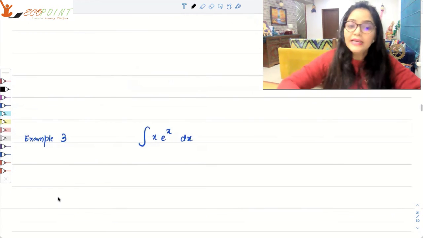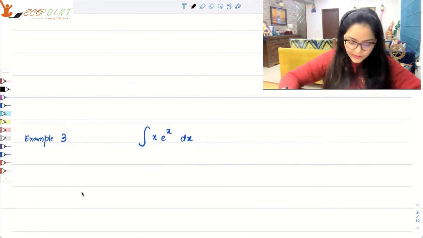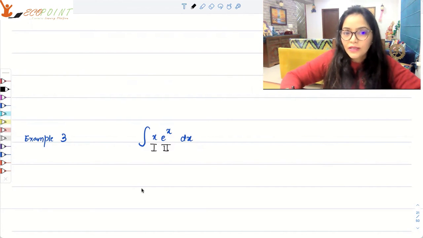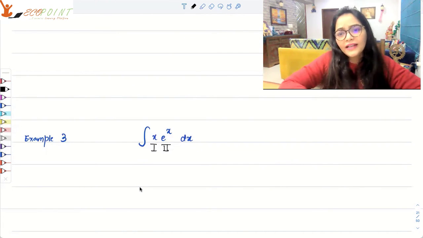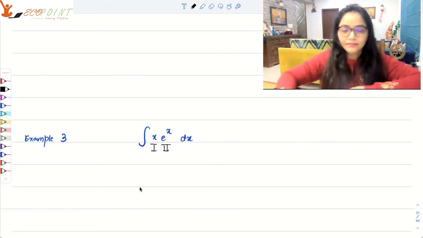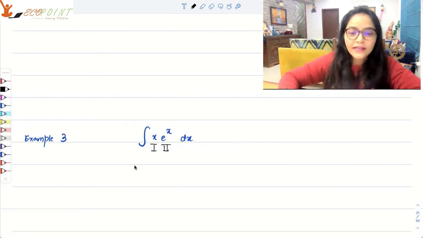Next question, x into e to the power x. So here we will take x as 1 and e to the power x as 2. We always take exponential as the second function. That is because if you take it as the first function and you differentiate it, you will keep on getting e^x again and again. So it will not simplify your situation, it might just complicate it. So this is 1, this is 2.